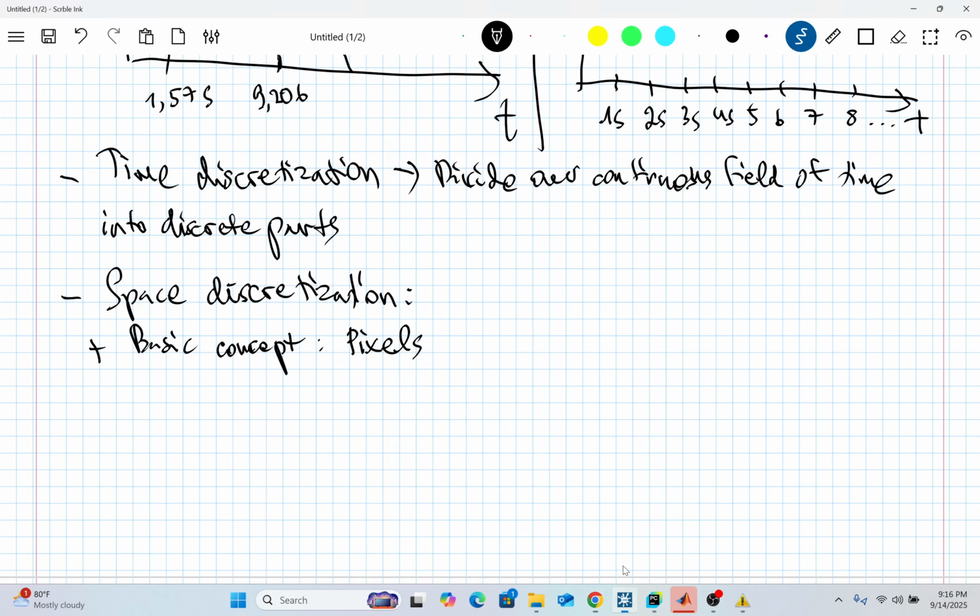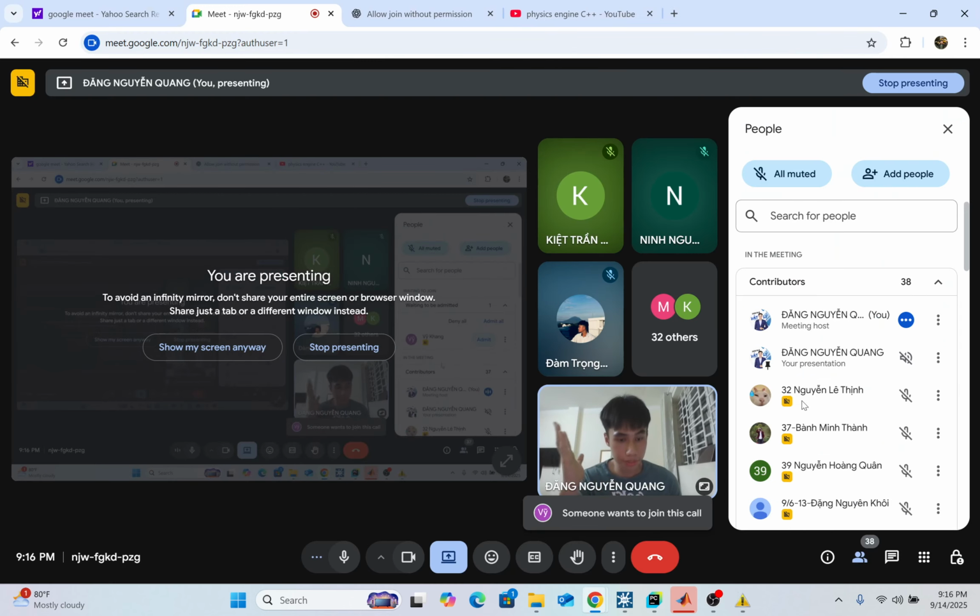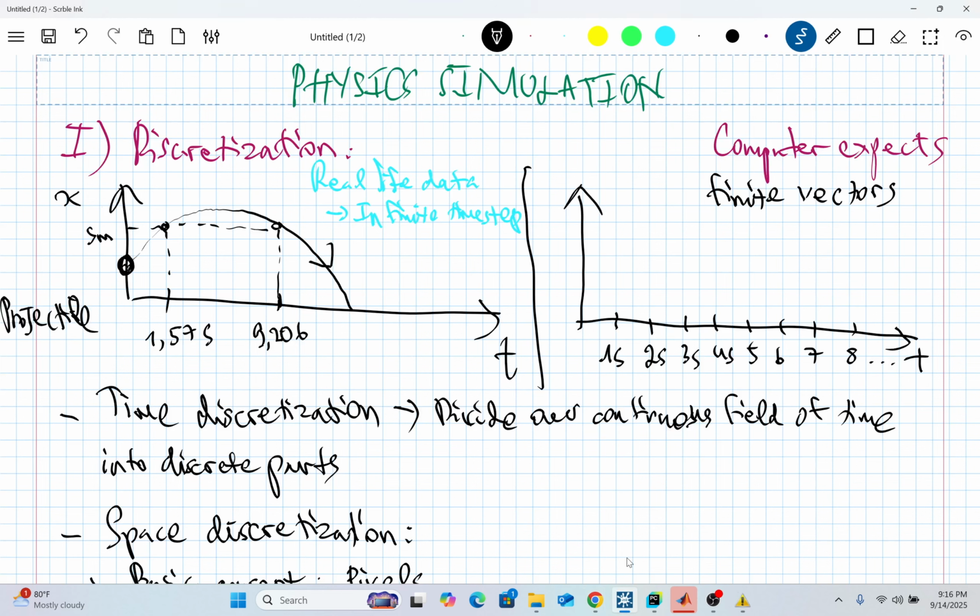And just like that, when I'm simulating a projectile, this is a projectile, okay? I'll have to discretize the space. Like I cannot have any value of x right here. I can only have like 1 meter, 2 meters, 3 meters, 4 meters, and 5 meters. This is not applied for everything.